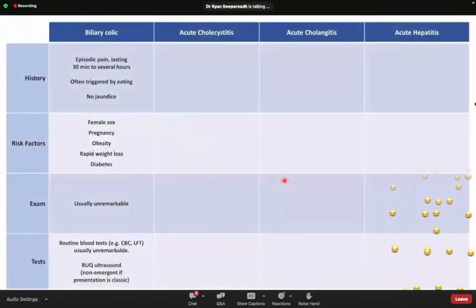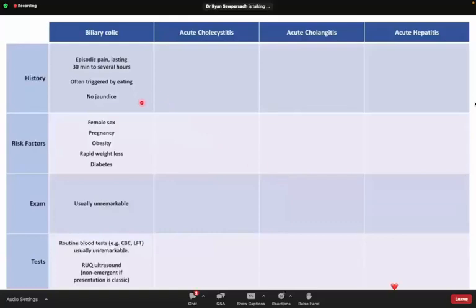Okay, now let's quickly run through four particularly important causes of right upper quadrant pain, right? So I just want to touch here on biliary colic, acute cholecystitis, acute cholangitis, and acute hepatitis. We haven't mentioned these four. Let's quickly review this because it's already 7:15.